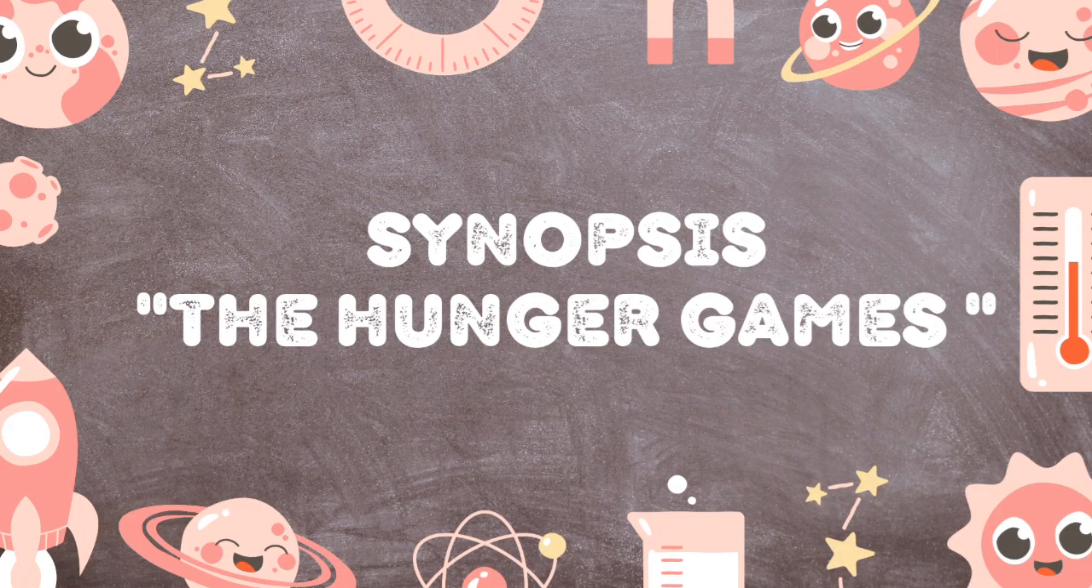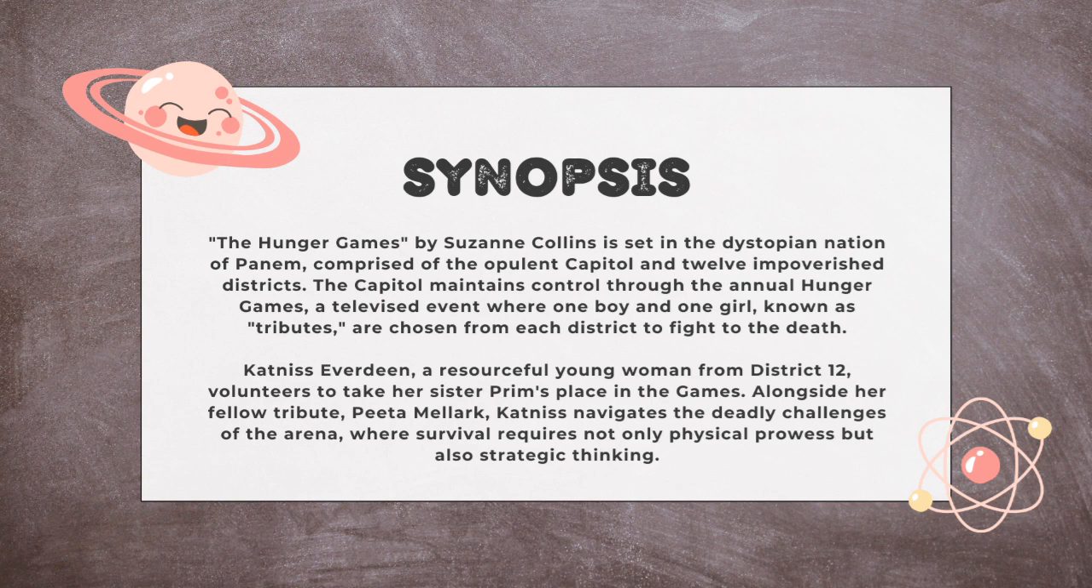Well everyone, now we move to the synopsis of The Hunger Games by Suzanne Collins. It is set in the dystopian nation of Panem, comprising the opulent capital and 12 impoverished districts. The capital maintains control through the annual Hunger Games, a televised event where one boy and one girl, known as tributes, are chosen from each district to fight to the death.